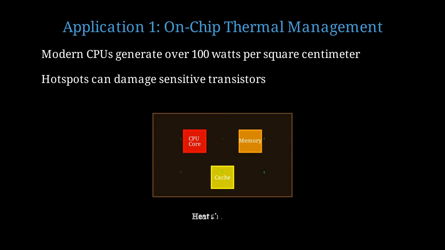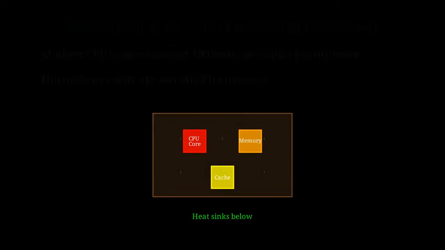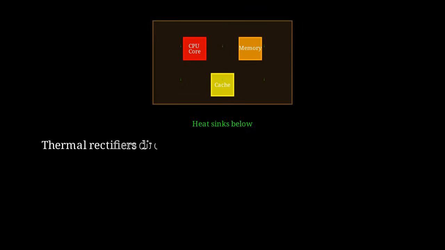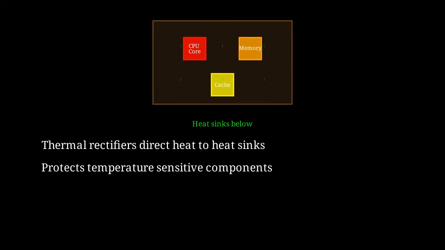Here's a chip layout. The CPU core generates the most heat. We want heat to flow downward to the heatsink, but prevent heat from flowing laterally into sensitive memory or cache regions. Thermal rectifiers placed strategically can direct heat preferentially toward heatsinks, while blocking lateral heat spread. This protects temperature-sensitive components like SRAM cache and analog circuits from thermal interference.